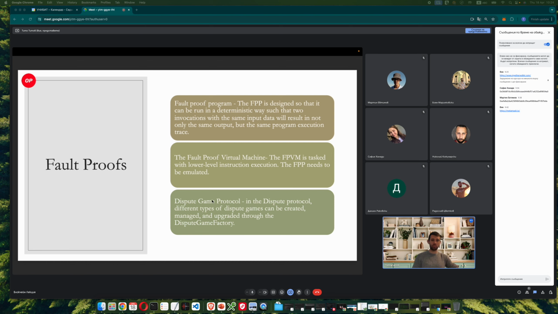And then we have a dispute game protocol. It is more flexible, and the idea is that you can create disputes and revert transactions. It is still not very clear how the dispute game protocol is working. It is still under development, and there are many things to be improved here. But these are the three fault-proof processes, and they are under active development.